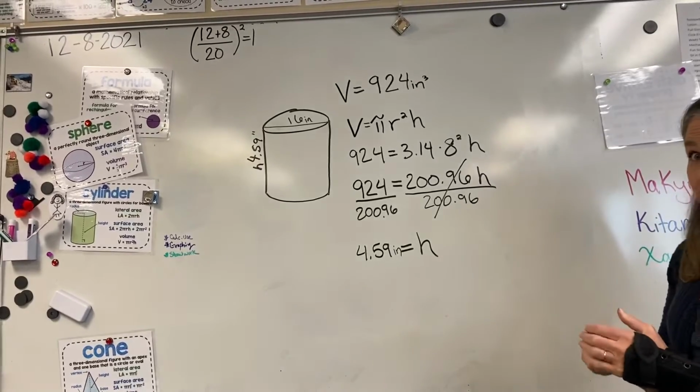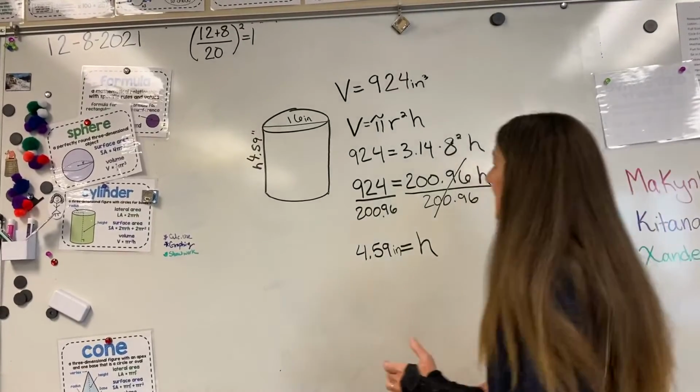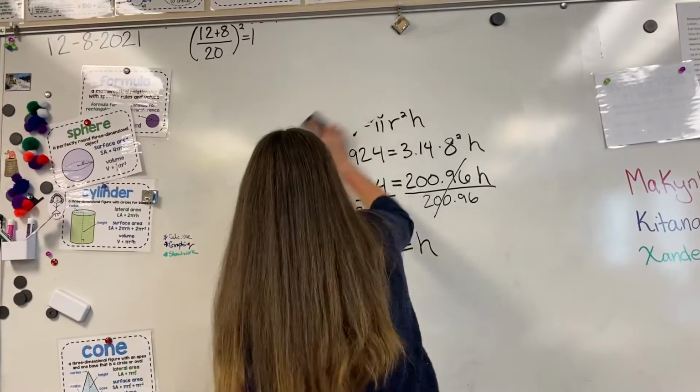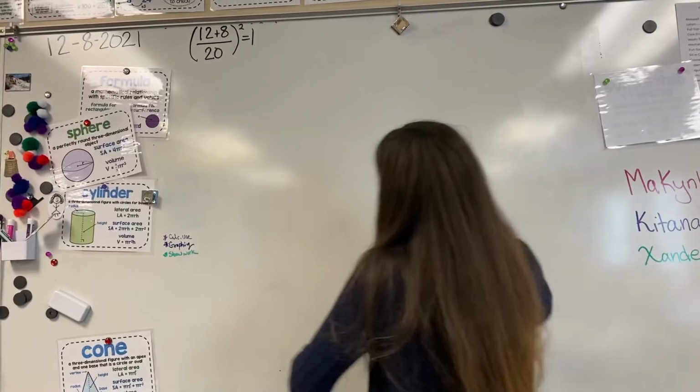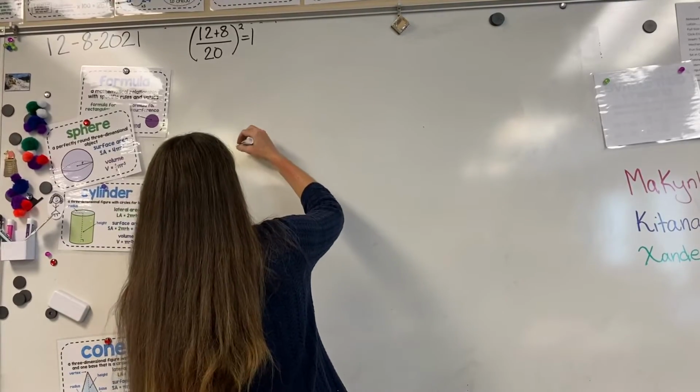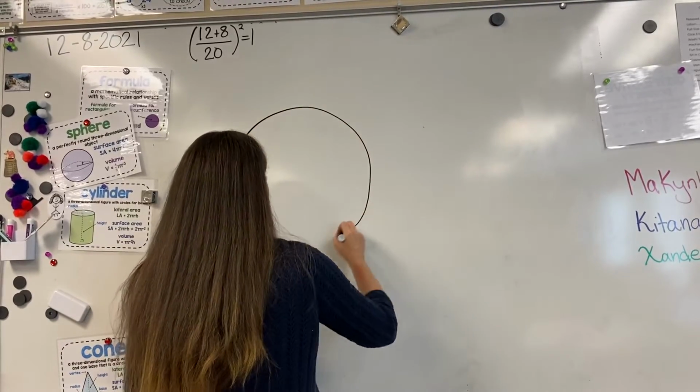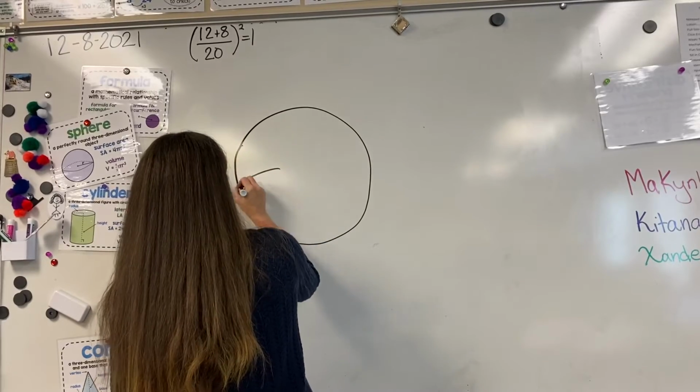Okay, should we do a sphere? Sure, I guess. Yeah, we definitely need to do a sphere. Okay, so I have a sphere here. That rhymes. That makes me happy. Yay, Mr. Brando rhymes today.